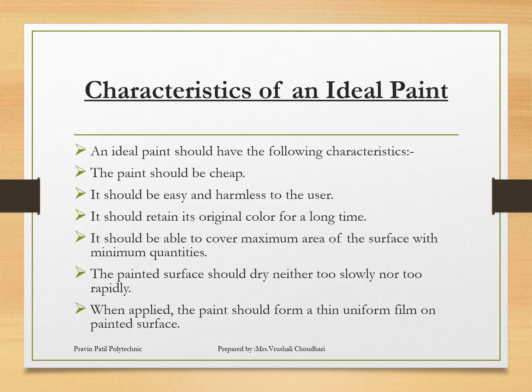Characteristics of an ideal paint. When we are choosing a particular paint, we have to check that the paint has the following characteristics, then we are going to use that paint. It should be cheap. What will happen if the paint is very costly? The cost of construction is going to increase.